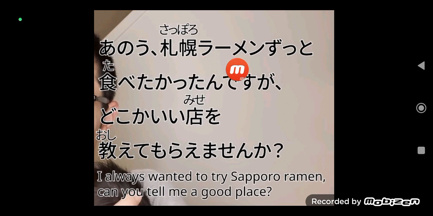So again, first explain your situation, and that explanation of the situation you end with desu ga, and then you tell your main question. Doko ka ii mise wo oshiete moraimasen ka? So again, Sapporo ramen zutto tabetakatta desu ga, doko ka ii mise wo oshiete moraimasen ka? I've always wanted to try Sapporo ramen. Will you please tell me a good place? So minasan, those are examples of the practical usage of this.